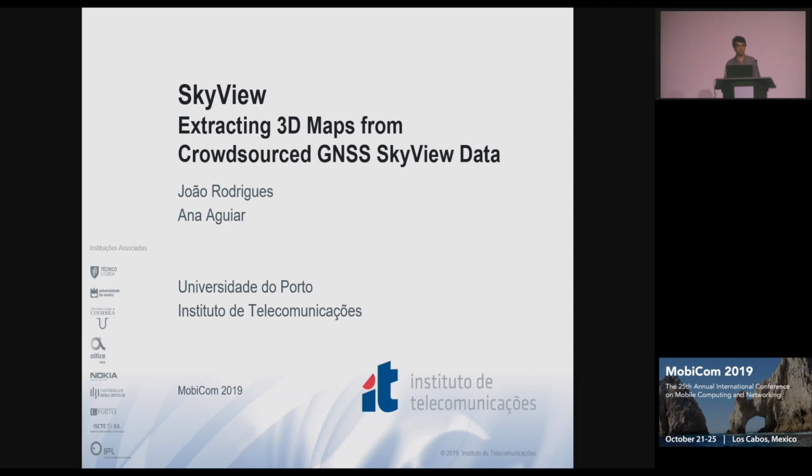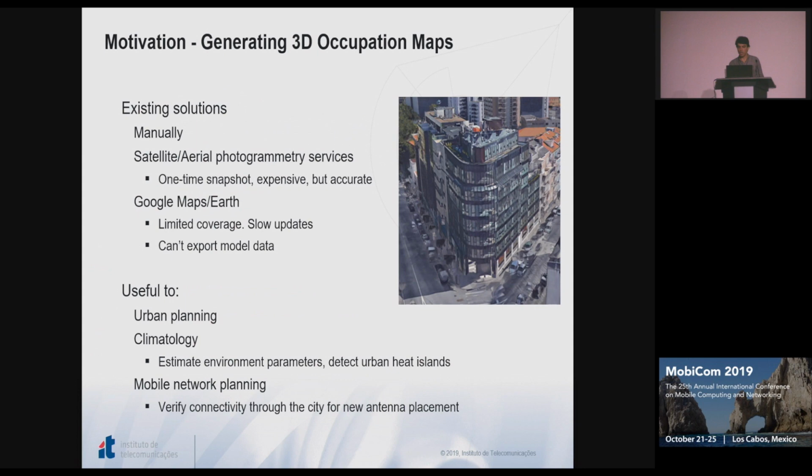I'm from University of Porto Institute of Telecommunications, and I'll talk about my work, which is about extracting 3D maps from crowdsourced location data. So usually these 3D occupation maps, or a building model, if you wish, are typically obtained using two distinct solutions. One of them is manually, from annotations taken from the field, for example, measurements of the building, or from architectural files.